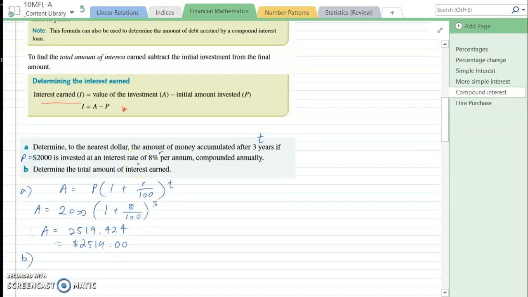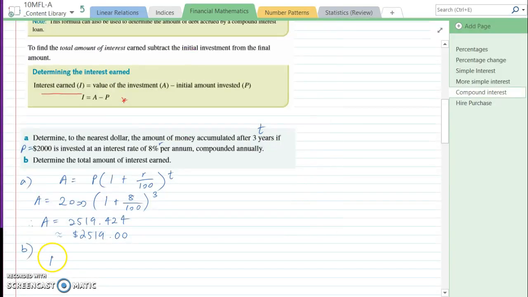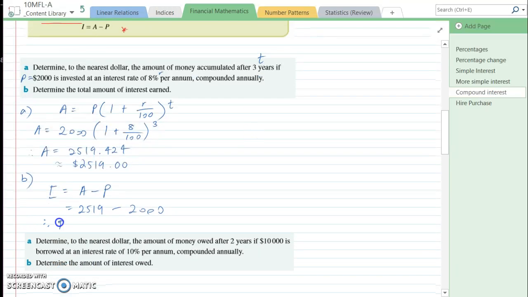To determine the interest earned, we will be using this formula. So the interest equals A minus P. A is there, 2519, minus the principal, which was $2,000. So I is equal to, if you use your calculator, $519.